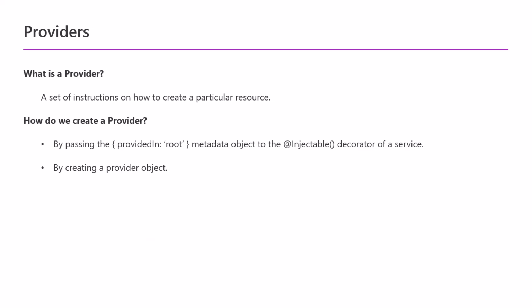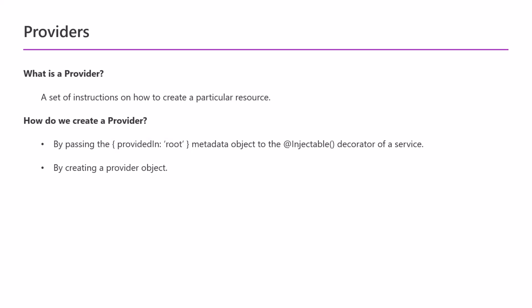A provider is simply a set of instructions which tell Angular exactly how to create a resource. And how do we create a provider? Well, in the case of a service, the service itself is the resource. So Angular needs no further instructions on how to cobble together the resource. The service itself has all that it needs. So Angular simply needs to create a new instance of the service. And how do we instruct Angular to do that? One way is by passing the provided in metadata object into the injectable decorator of the service.